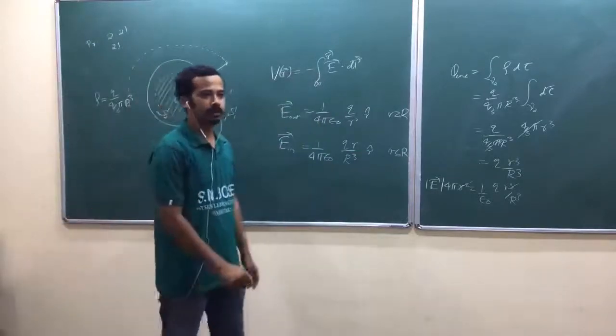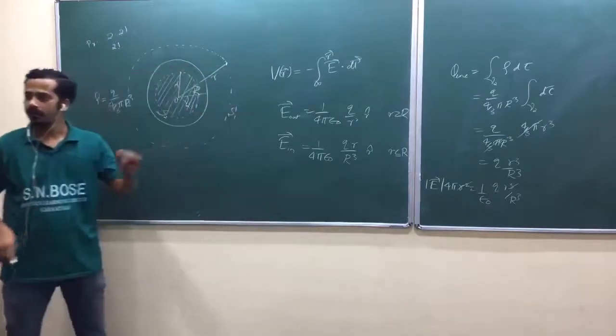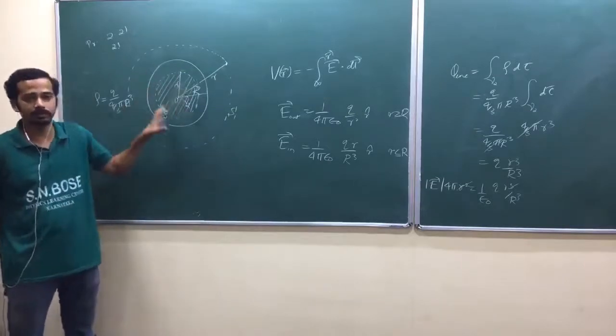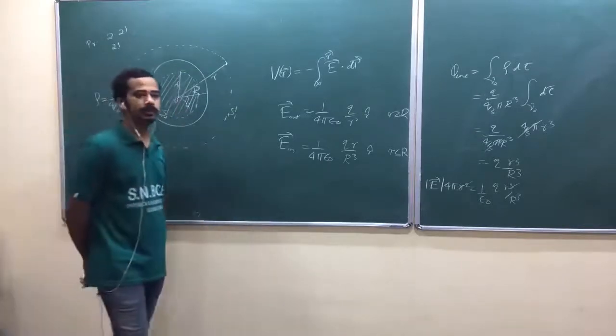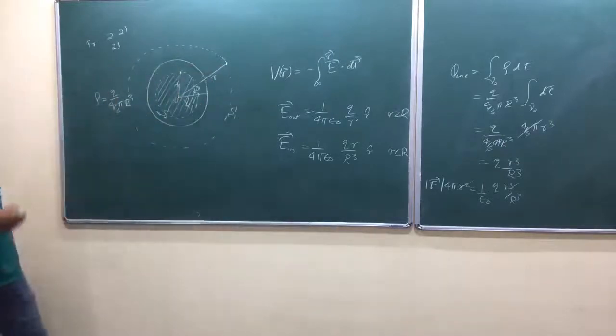Next one is boundary conditions. Whenever there is a surface charge, it will be discontinuous. Let me discuss that one. Now we don't have surface charge, it's a volume distribution. So that's why the electric field will be continuous. Anyway, we shall discuss that one later.